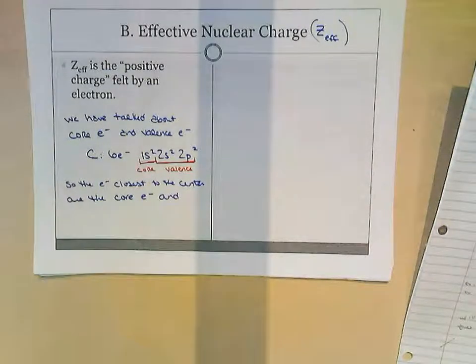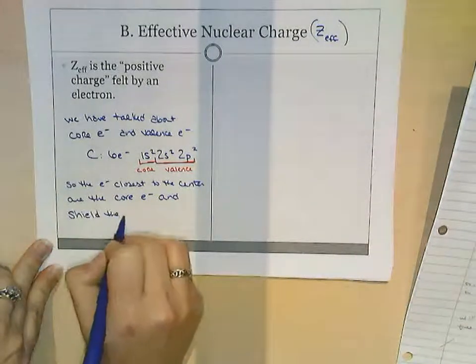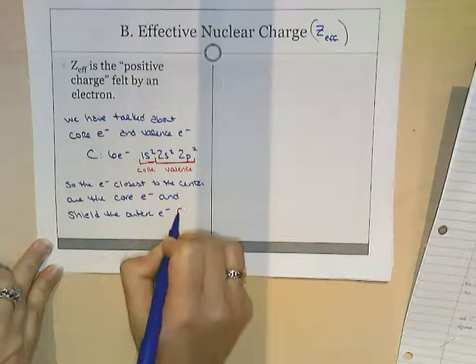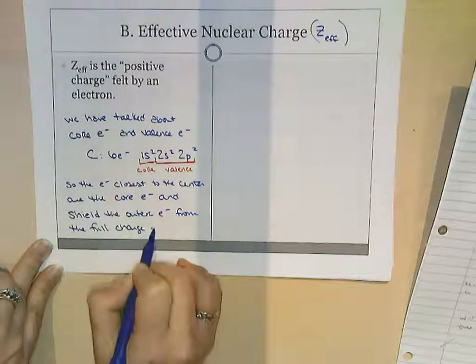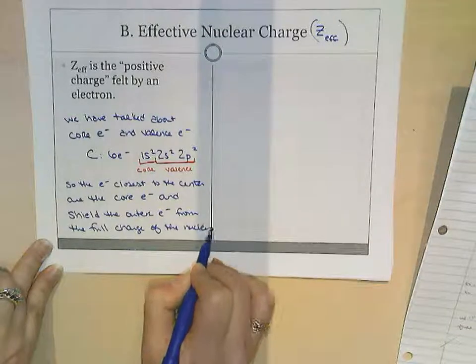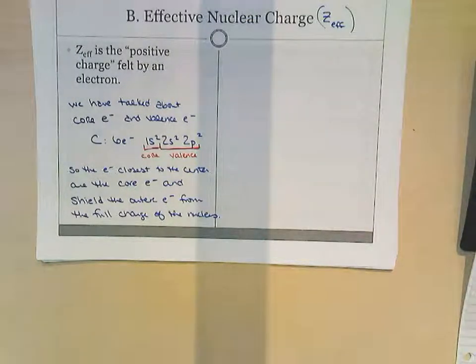And those core electrons do something called shielding. The electrons closest to the center, which are the core electrons, shield the outer valence electrons from feeling the full charge of the nucleus. You can think about it as concentric circles. If my nucleus is on the inside, the ring closest to that prevents the outer rings from feeling the full pull of that center nucleus.